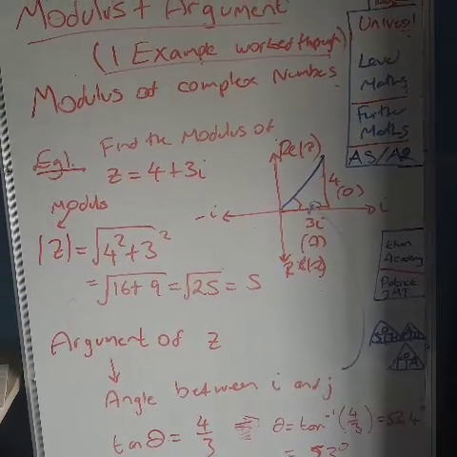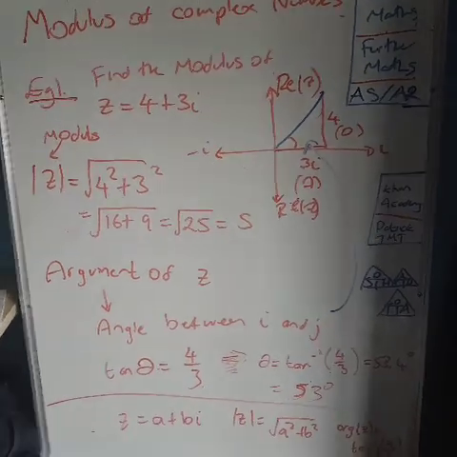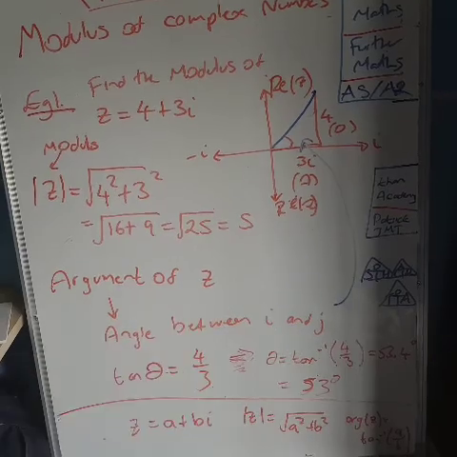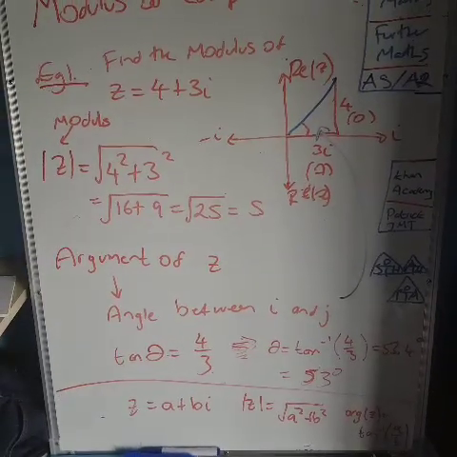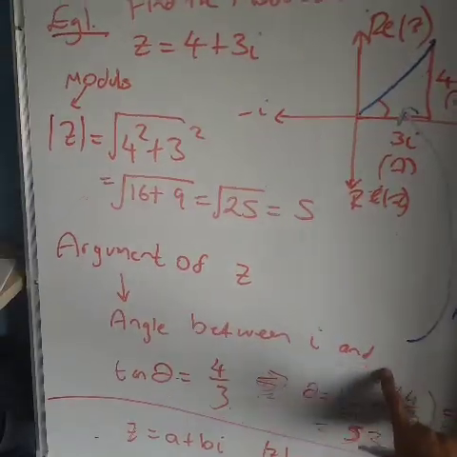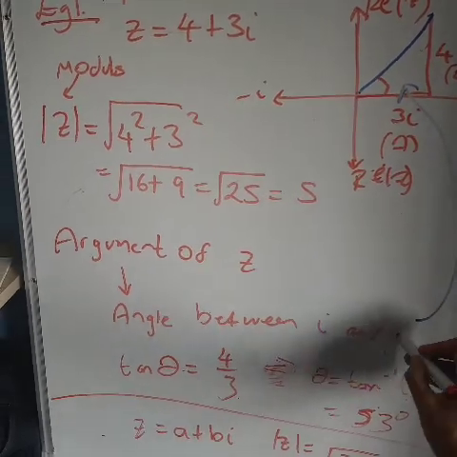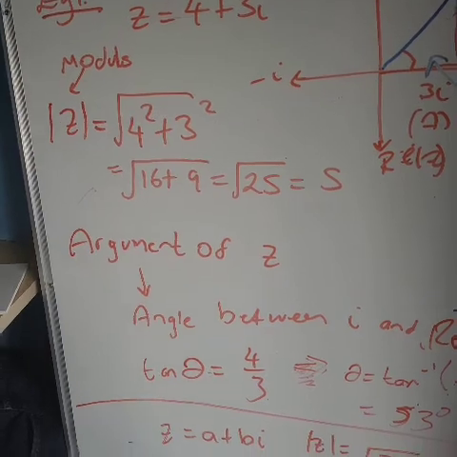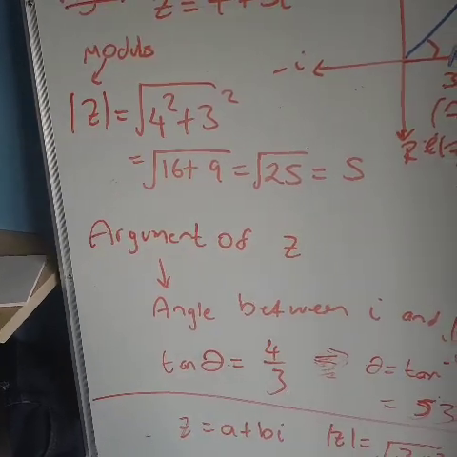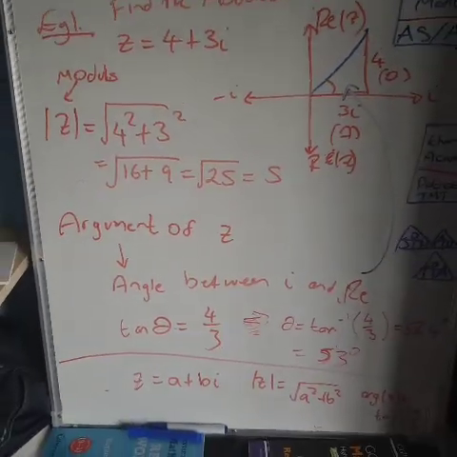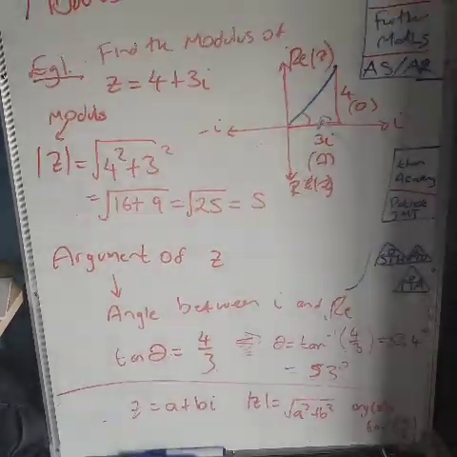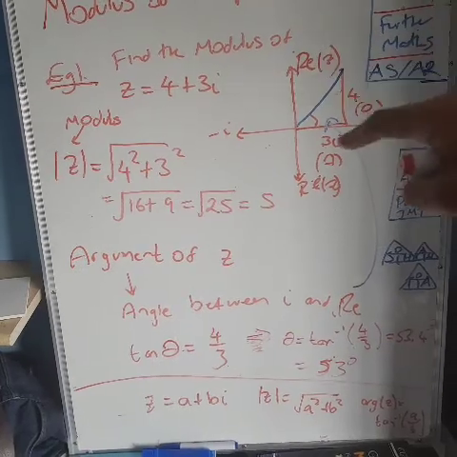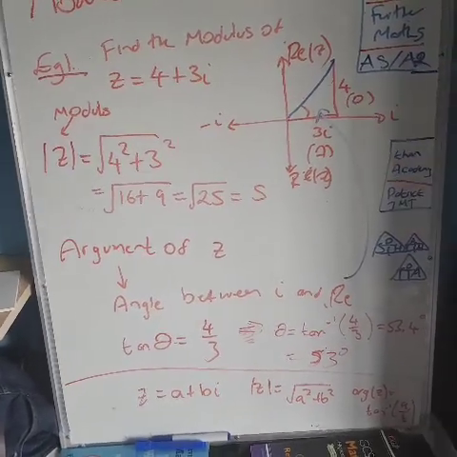Right guys, argument of z. It's the angle between, it should be i and real there, not j. Let me just rectify that. So it should be real of that. Angle just means that I'm working out the angle between the real and the imaginary. So it's that angle there.